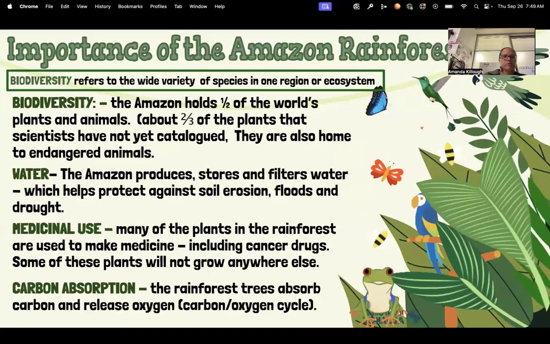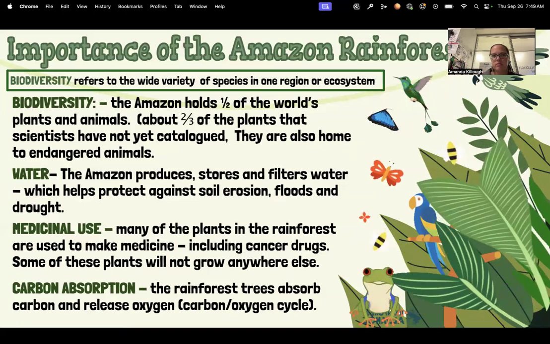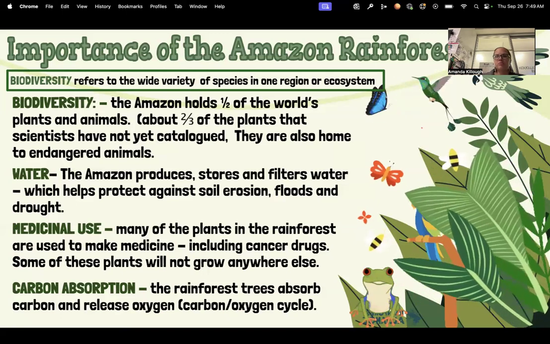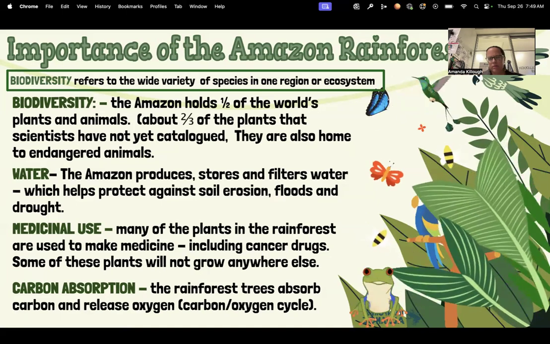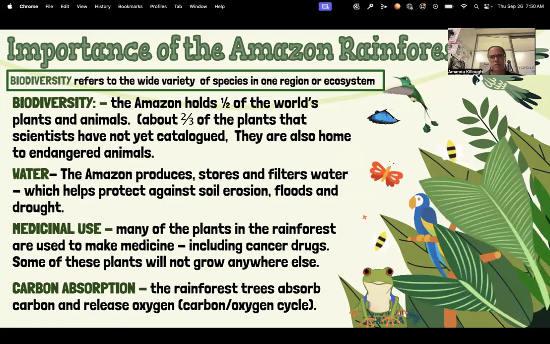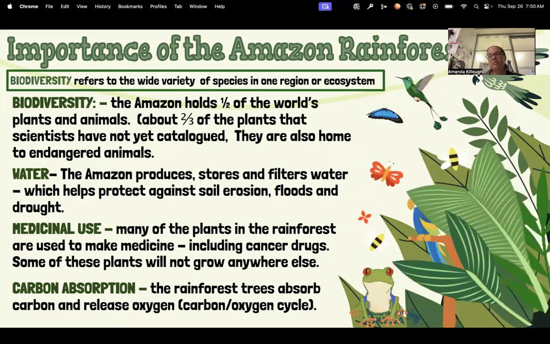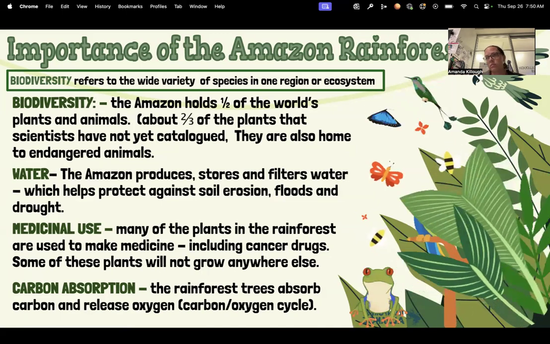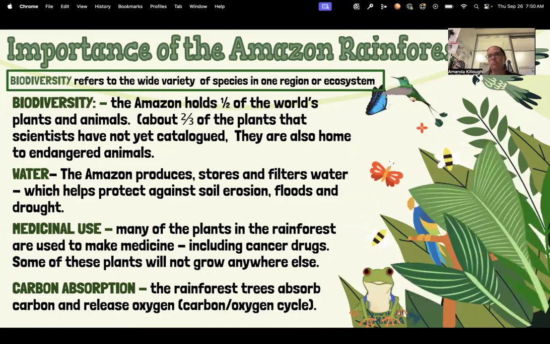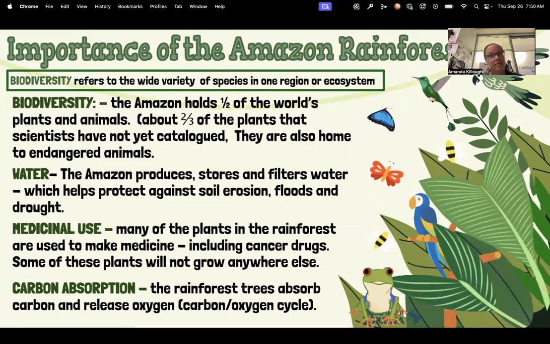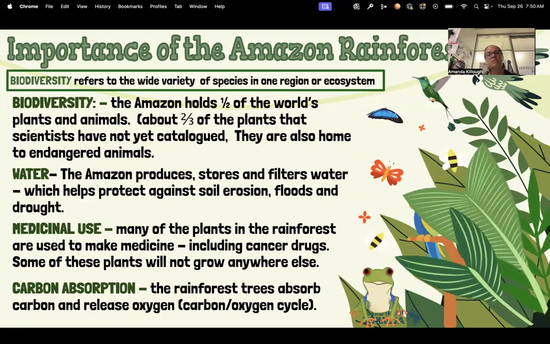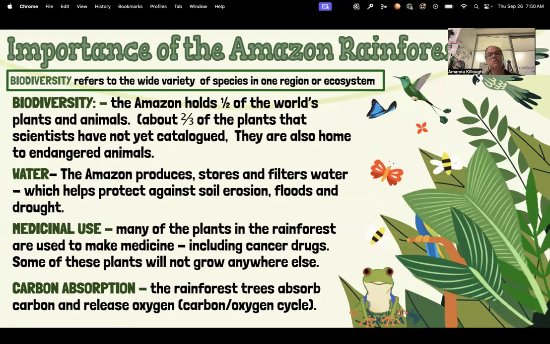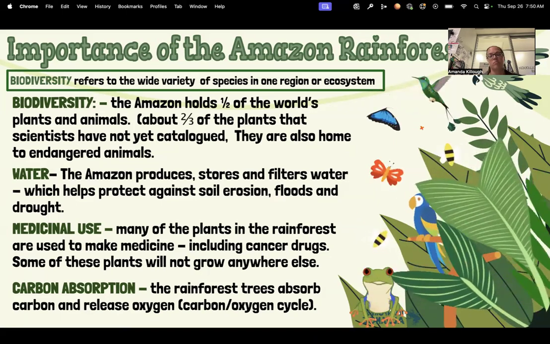So you've got the biodiversity. You should know this from maybe science. It refers to the wide variety of species in one region. And here's the thing, there's so many things that have not been discovered in the Amazon yet. There are places they haven't even been. Up until the 1970s, there was an actual tribe that had not been discovered by humans. That's how dense the rainforest is. They did not know other people existed until they were discovered by, I can't remember who.